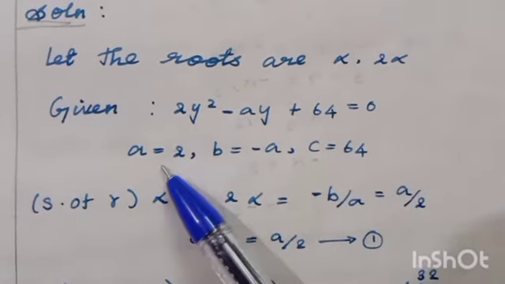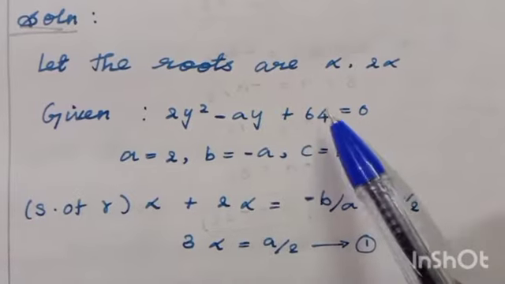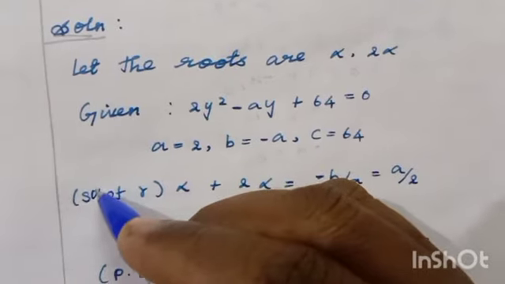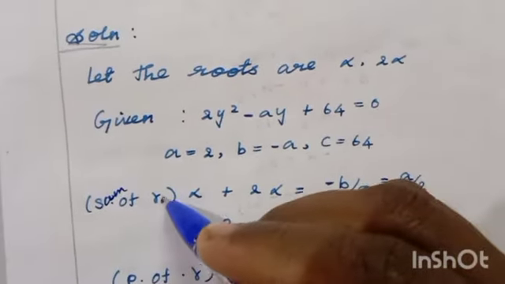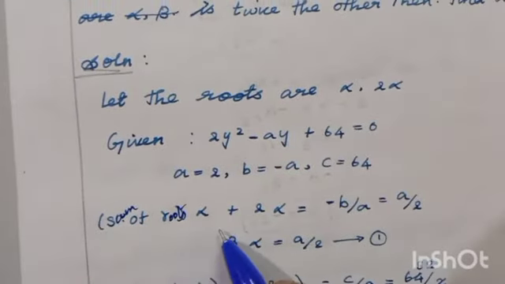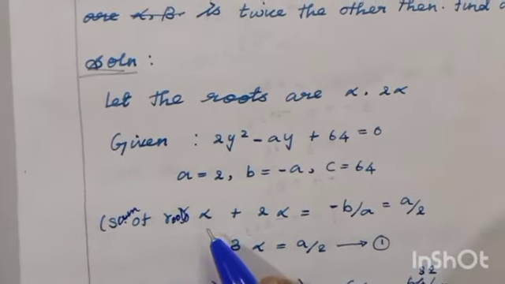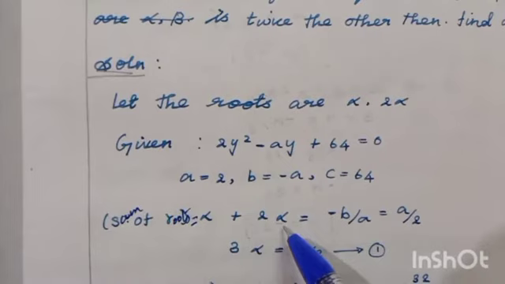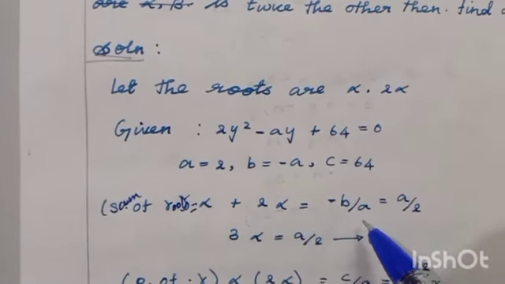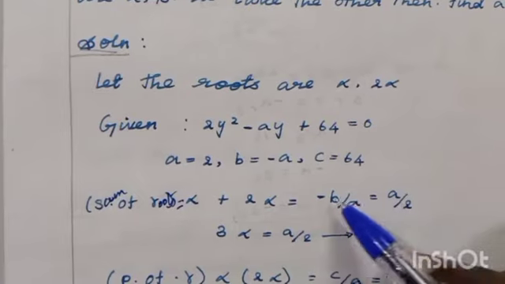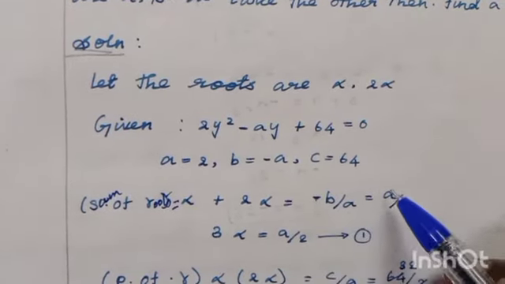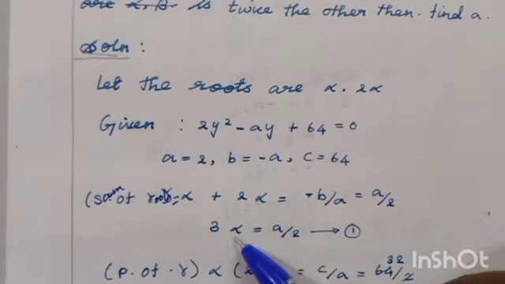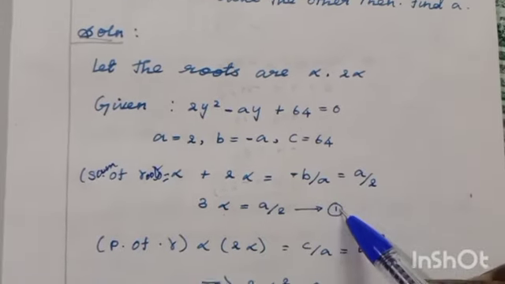So this implies a value is 2, b value is minus a, c value is 64. So sum of roots, don't use a short form, sum of roots. How do you find the sum of roots? Sum of roots is equal to alpha plus 2 alpha, which is equal to minus b by a. B value is minus a, so minus into minus is plus, so a by 2. First you have to simplify this: alpha plus 2 alpha, 3 alpha is equal to a by 2. It is equation number 1.